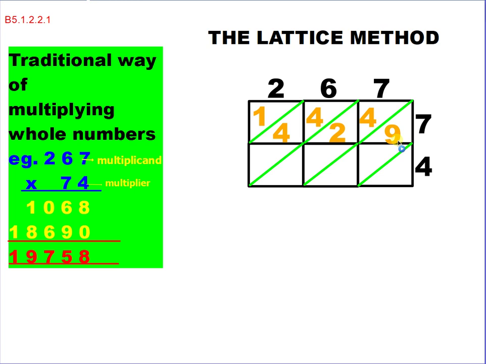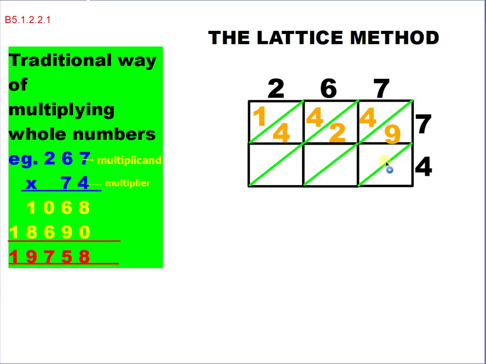Now let's go to 4 times 2, 4 times 6, 4 times 7. How is it going to look like? Now 4 times 2 is 8, so this is the space for it. 4 times 6 is 24, this is the space for that. And then 4 times 7 is 28, this is the space.